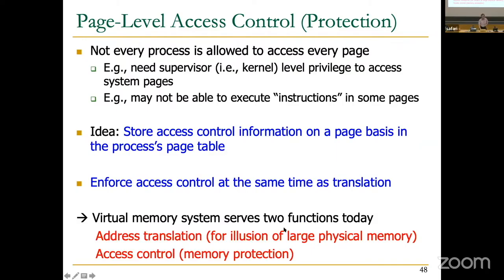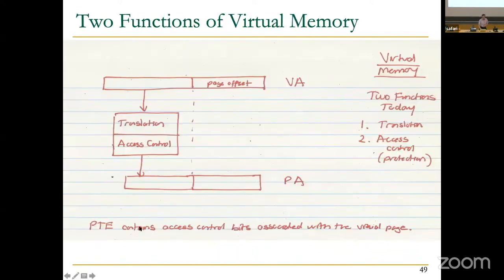Basically, the virtual memory system serves two functions today. One is address translation to give you the illusion of large physical memory, and the other is access control to give you memory protection. And this is my nice picture. Essentially, when you're doing translation, you also bundle access control with it. And in fact, access control takes priority. If you don't have access, forget about the translation, right? You don't need the translation. And if you're trying to access a page that you don't have the proper access to, you'll get an exception immediately. It's called an access protection exception in some systems. Essentially, you get kicked to the operating system, and the operating system usually stops the program, right? Because it's trying to access something it's not allowed to access.